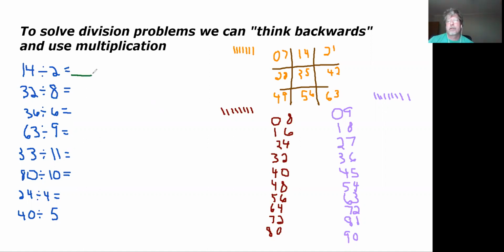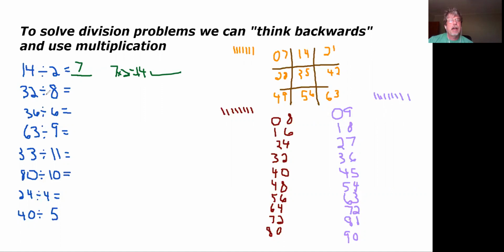So what I can do is just count by 2's: 2, 4, 6, 8. I've got to get to 14, don't I? So 2, 4, 6, 8, 10, 12, 14. That took 7 2's to get there. So we also know that 7 times 2 does give me 14, and that does check out.